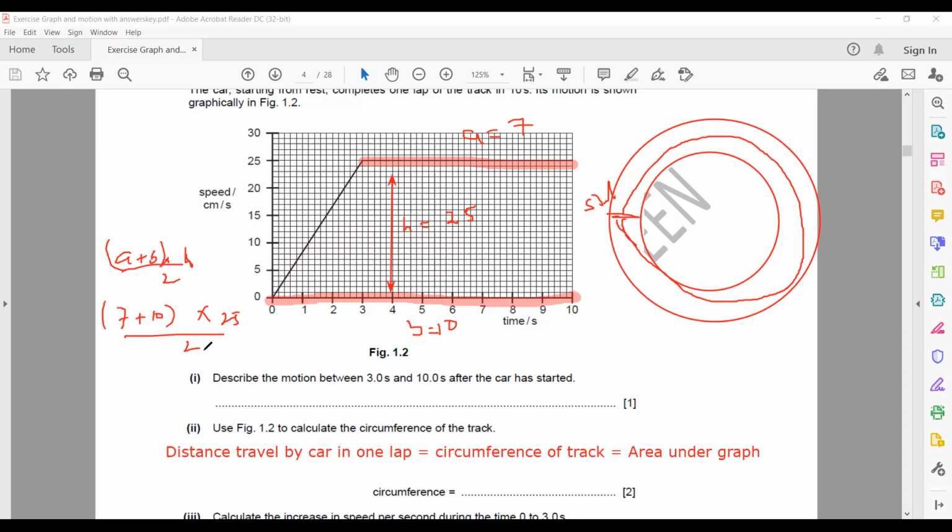So 17 into 25 divided by 2, what's the answer? What will be the answer when you multiply 17 into 25 divided by 2? 212.5. And what will be the unit of this distance? I told you that if speed is given in centimeter per second, this answer is in centimeter. If the same was given in kilometer per hour, this answer would be in kilometers. Is it clear?